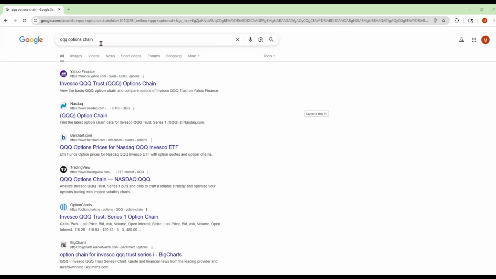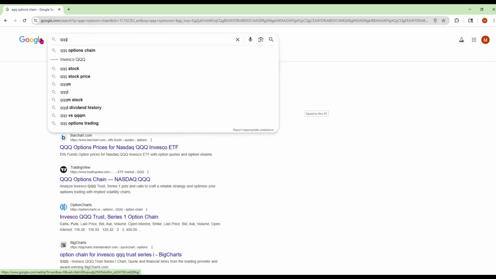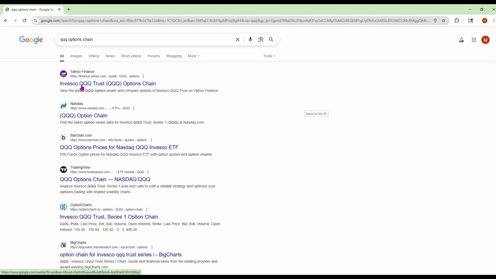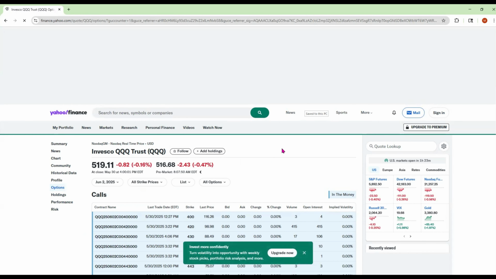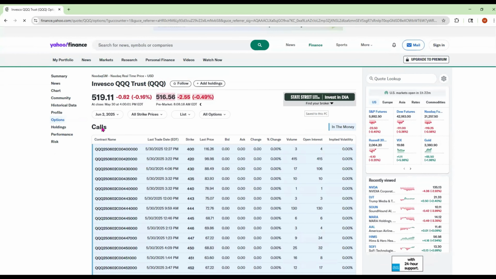First, if you have an underlying asset, in this case I'm going to do QQQ, Invesco's QQQ ETF, type in QQQ options chain in your search engine. We'll just grab the first one that comes up, which is Yahoo. Who really Yahoos anymore, right? Who remembers those commercials?